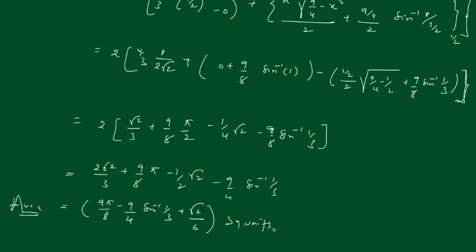Required area is 9 pi by 8 minus 9 by 4 sin inverse 1 by 3 plus root 2 by 6, is the required area of the given circle and parabola, y square equals 4x, 4x square plus 4y square equals 9. So the area is 9 pi by 8 minus 9 by 4 sin inverse 1 by 3 plus root 2 by 6.